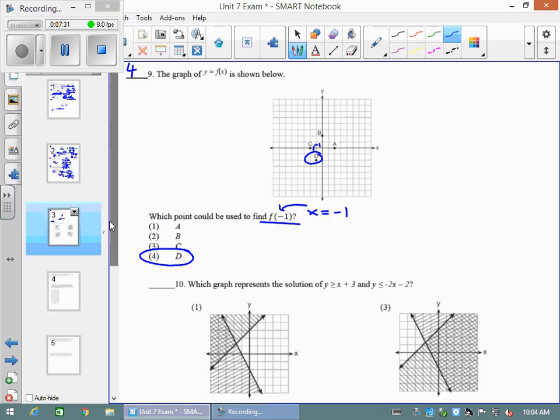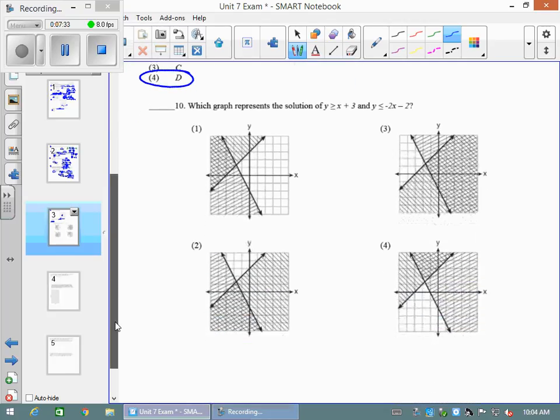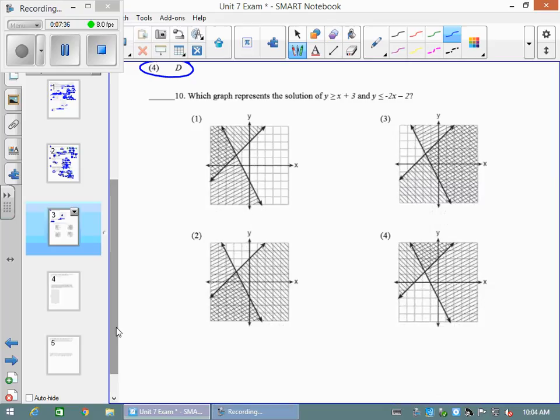For question 10, which graph represents the solution of the system of inequalities? I first need to look at each inequality and see if I can identify which solution that would be. So for the first one, I have y is greater than or equal to x plus 3. So I'm looking at a y-intercept of positive 3 and a slope of positive 1. So if you look at all 4 graphs, that's this line. Okay, and I also have y is less than or equal to negative 2x minus 2, so that's a y-intercept of negative 2 and a slope of negative 2 over 1, and again, that would be my second.